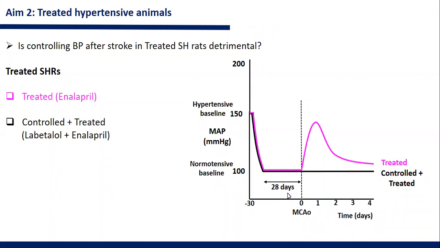Here I'm just clarifying the names of the groups. The term treated is used for the animals that had enalapril treatment before stroke, and the term control or control plus treated is used for animals that had labetalol treatment for 3 days after stroke, along with the enalapril.